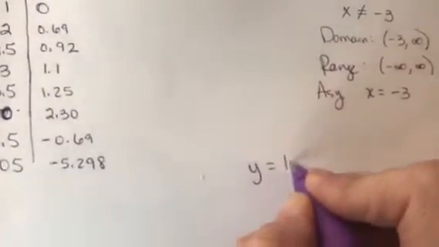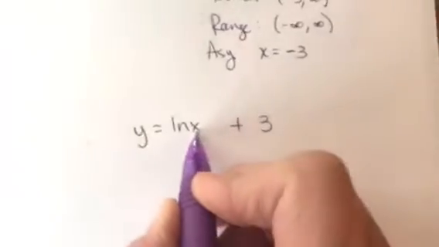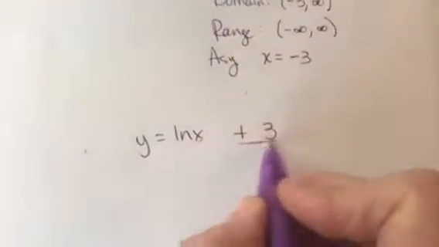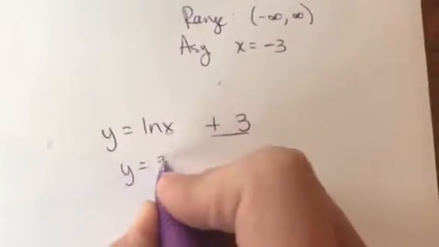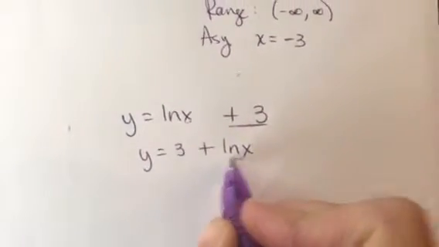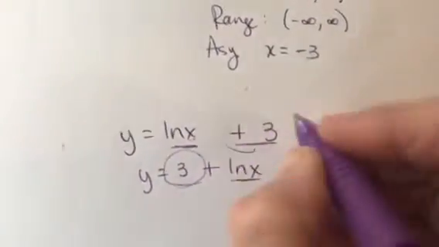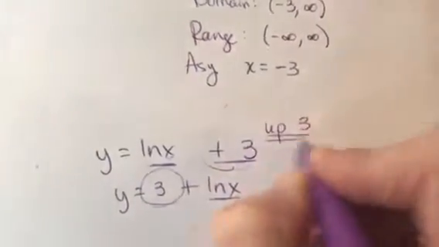I think it was the natural log of x plus 3. Notice it's not messing with my x. By the way, you could also write this as 3 plus the natural log of x. So it's really not messing with the x at all. It's just an add-on. This is going to make my graph go up 3.